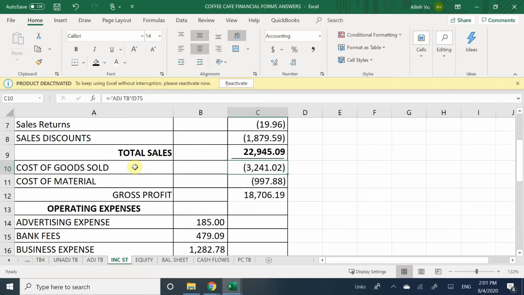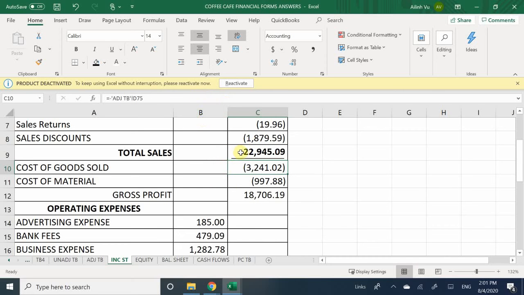Now, because I'm subtracting these numbers from my total, that's why they're in parentheses, okay? Just so then I can easily sum them up instead of having to click the minus sign every time or subtract it manually.